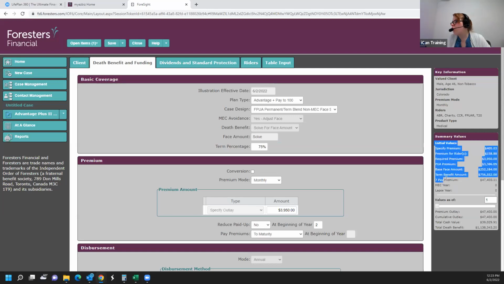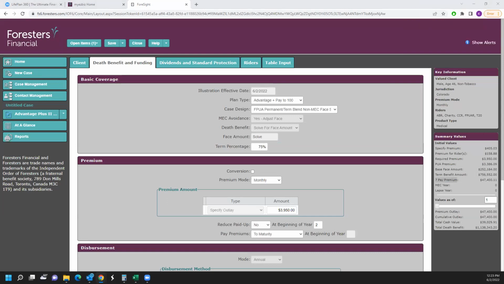So does anybody know what a 7-pay premium is? Anybody? You mean like a 7-pay paid up premium? Nope. 7 years and you're done paying. Yeah. Not quite. So the 7-pay IRS, right? The guideline. Yes, thank you, Keisha. This is for the IRS. So this is the max amount of premium that you can put in for a period of 7 years.